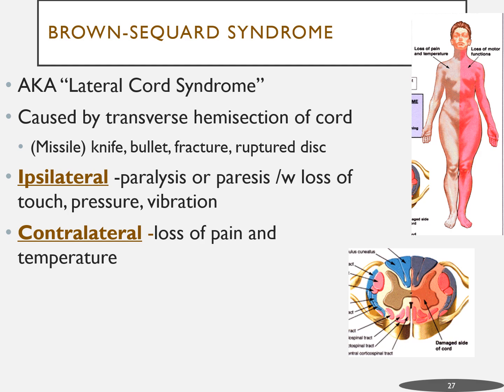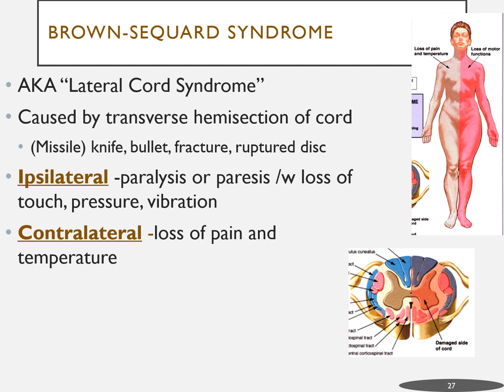And then we have the Brown-Séquard syndrome. That's also called lateral cord syndrome. So that's from an injury on one side of the cord. It can be from a transection, like a knife injury, a bullet, if there's a fracture.